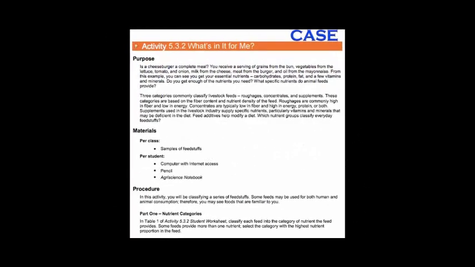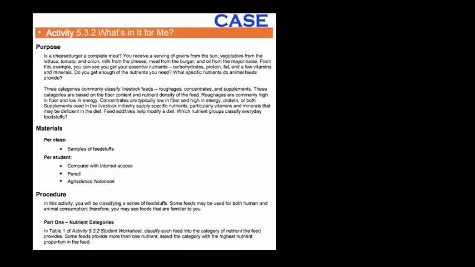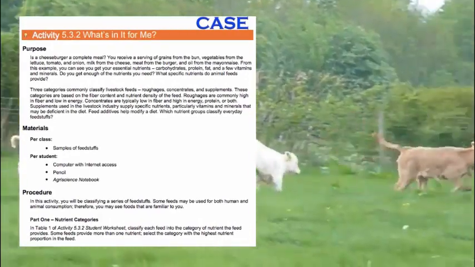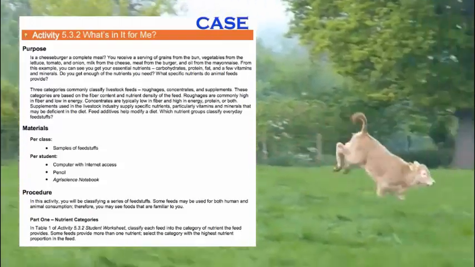Through Activity 532, What's in It for Me, you will classify feedstuffs as roughages, concentrates, and supplements. This will help you understand how animals derive nutrition from a variety of sources, including roughages and concentrates. Your instructor will share specific instructions for Activity 532, What's in It for Me.